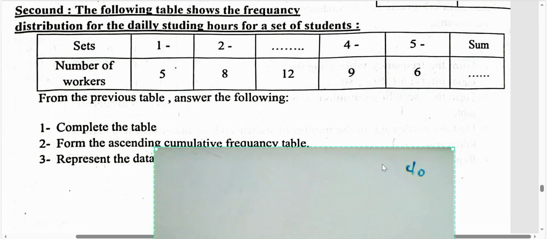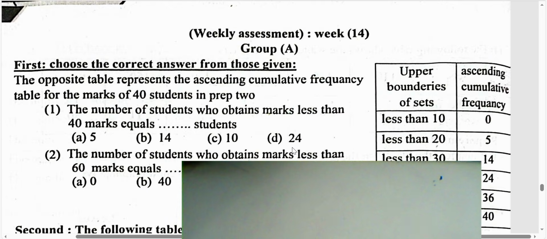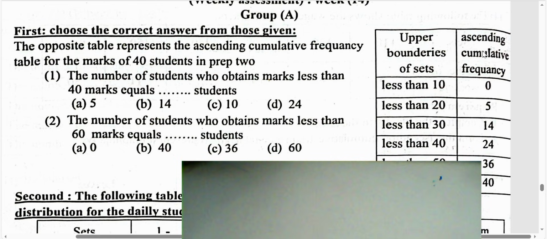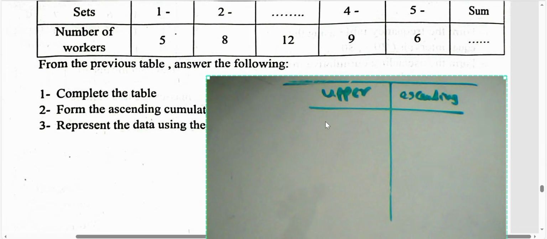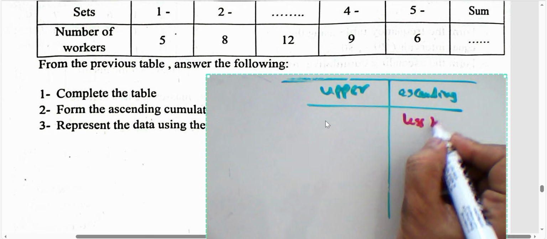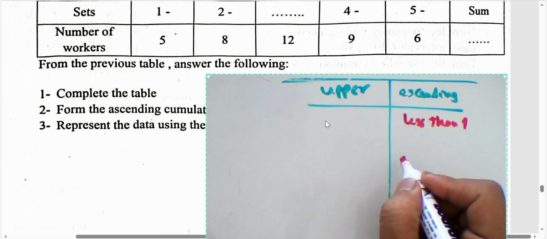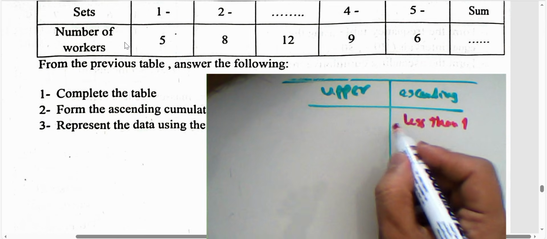If you want to complete the table, we complete it. Write 40 in the sum and up here 3. Now we want to form the ascending cumulative frequency table like this. You want to draw like this: our boundaries of sets and ascending cumulative frequency. You can write ascending first and upper. Okay. Start from less than 1. Less than 1, it will be 0, right? 0, because it is a table, less than 1 will be 0.